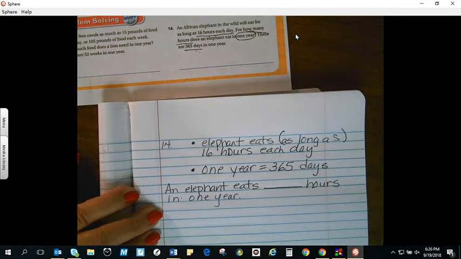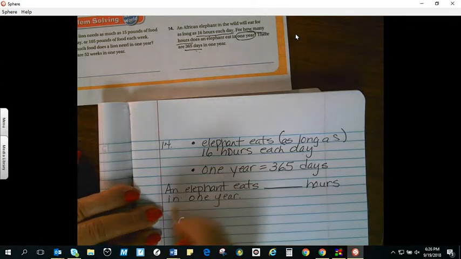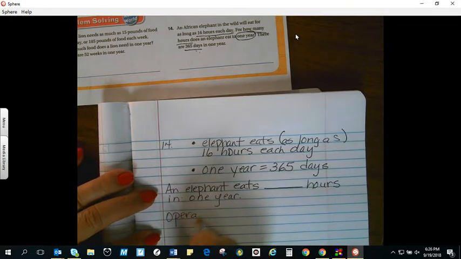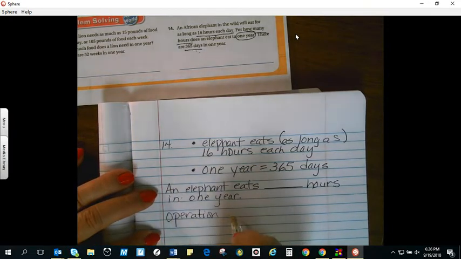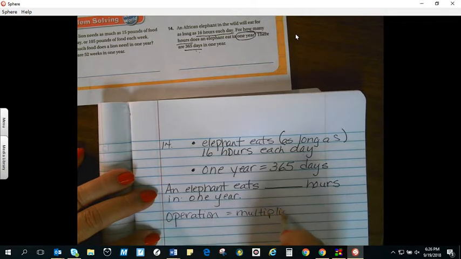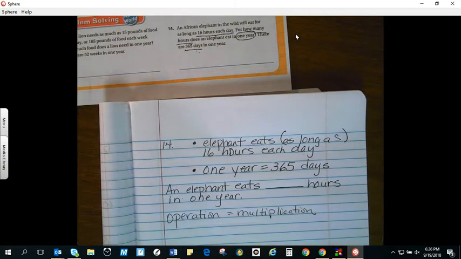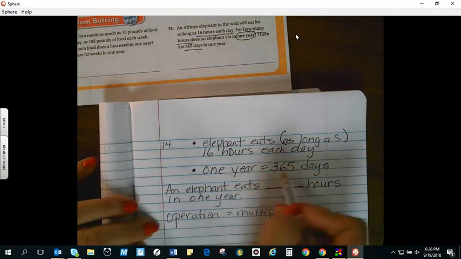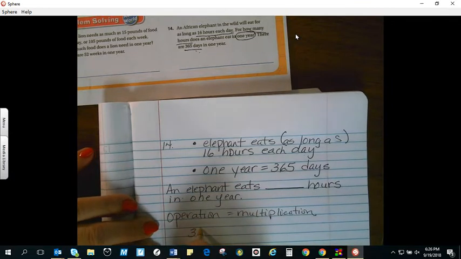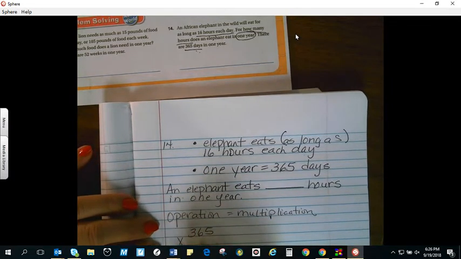So let's come over here. What operation am I going to use? I'm using multiplication because it tells me each day how much he's doing. I have one group. That one group is a day. And how many are in a group? 16 hours. Because normally it's 24, right? So here I'm going to take 365 times 16, and there's my equation.